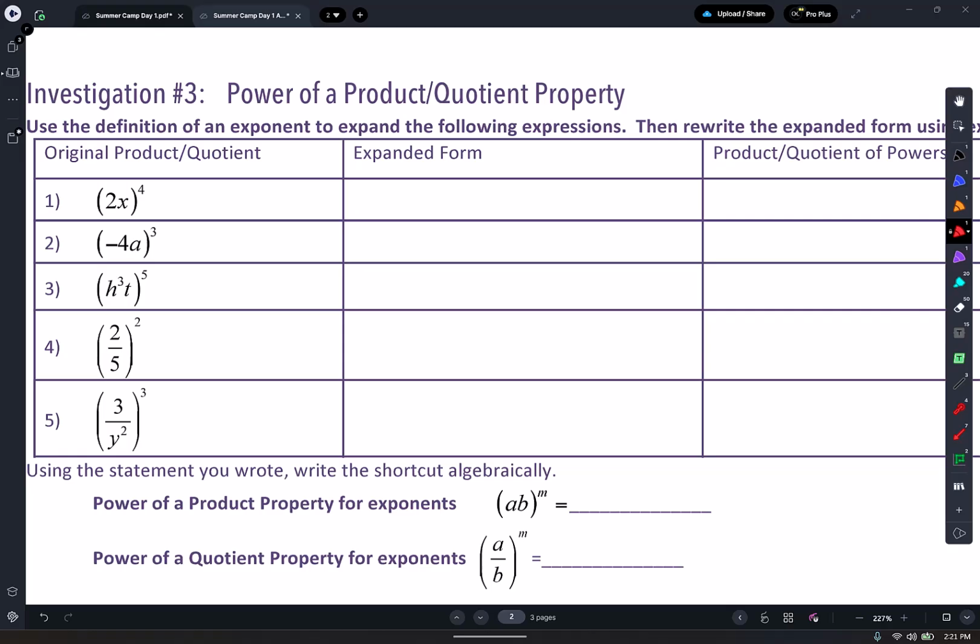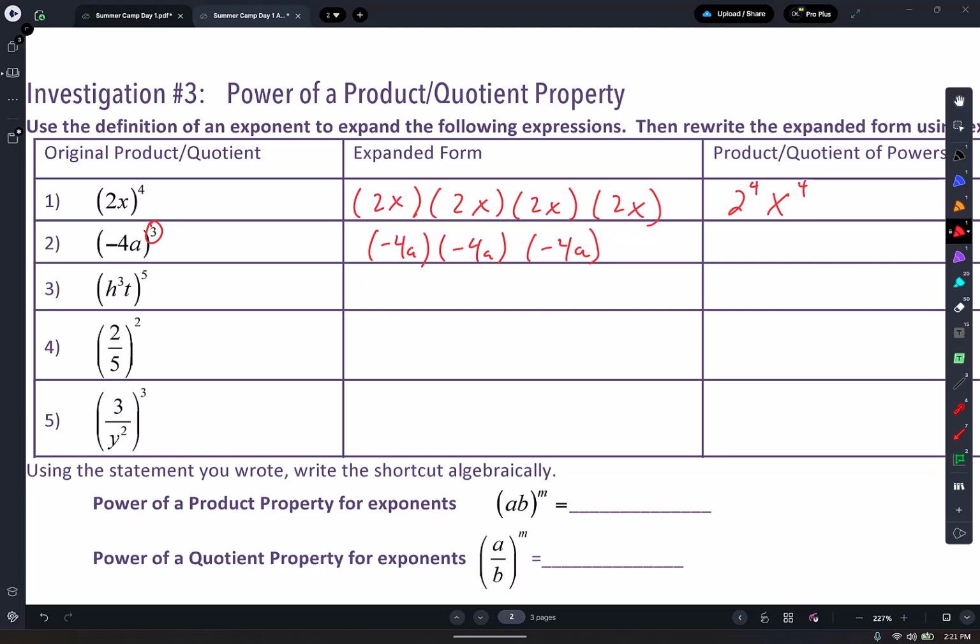All right, 2x to the power 4th. 2x, 2x, 2x, 2x. How many 2's do you see? 2 to the 4th power. How many x's do you see? 4. X to the 4th power. There it is. That's it. This is to the power 3, so I'm going to have 3 of those. Negative 4a, negative 4a, negative 4a. Are we still okay? Negative times a negative times a negative is still going to be a negative.